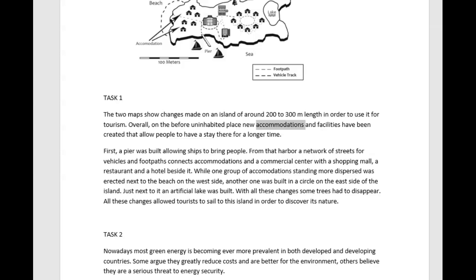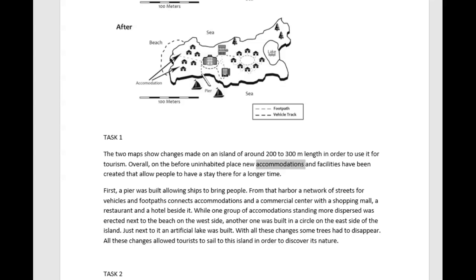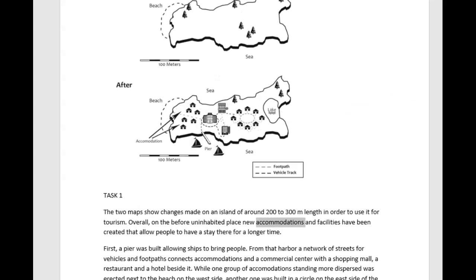All right, so here's the good news. It looks like, for the most part, that you've included just about everything. Let me rephrase that. You mentioned just about everything. So, you mentioned footpaths. You mentioned vehicle tracks. You mentioned the lake, the trees, this whole center here, and the pier. There were a couple of things you didn't do.